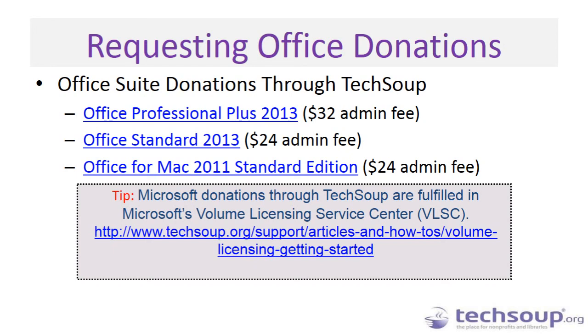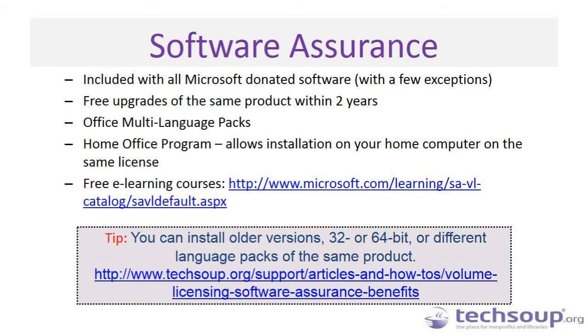And so I included some info here with a link to the Volume Licensing Guide, how to get started and how it works. And I also want to mention that if you have requested Office through TechSoup in the past 2 years, you may be eligible to upgrade at no cost through the software assurance benefit that comes with all of the products donated through Microsoft's program with TechSoup, with very few exceptions. So if you have Office 2010 and you have requested that within the past 2 years, you can go right to that Volume Licensing Service Center and upgrade for free right away to the latest version.